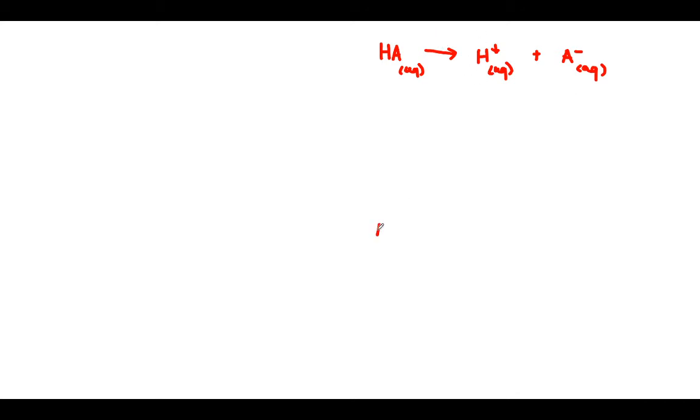And in the same way, if I had a generic base, let's say MOH, it's going to dissociate completely to form M plus, whatever that metal is, that particular cation, as well as OH minus.